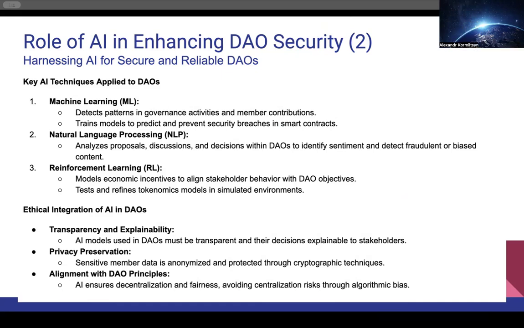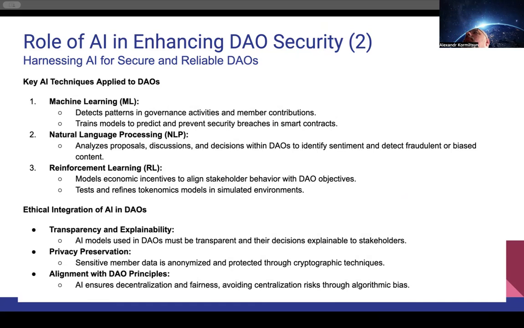The next ethical aspect that should be paid attention to when integrating AI into DAOs is privacy preservation. That means, for example, sensitive member data is anonymized and protected through cryptographic techniques. Certainly in Europe, I think GDPR laws should already require that privacy is preserved. And then we have the alignment with the DAO principles that should still be kept in place.